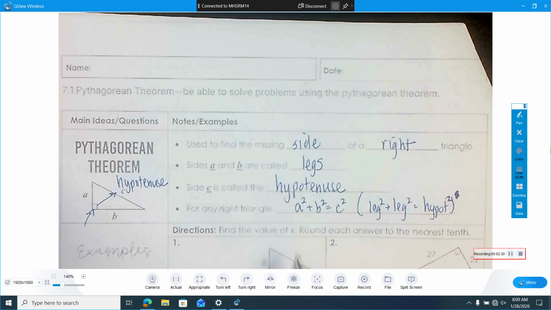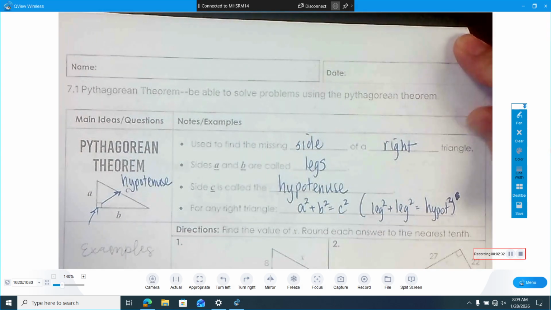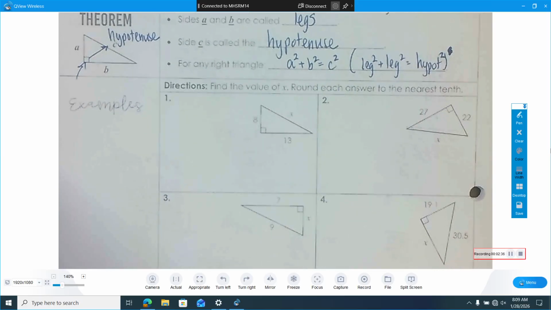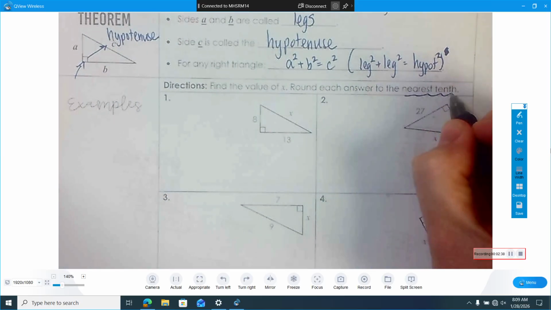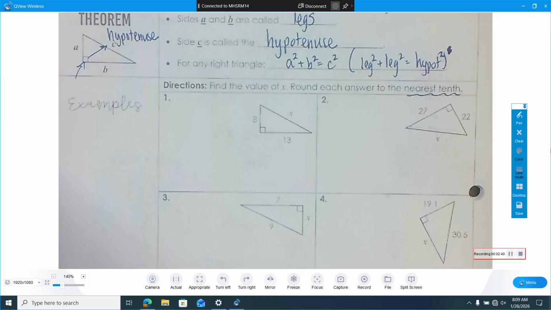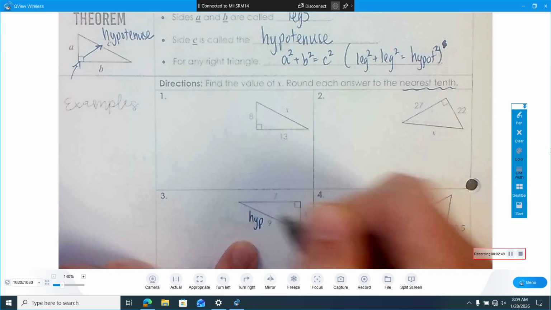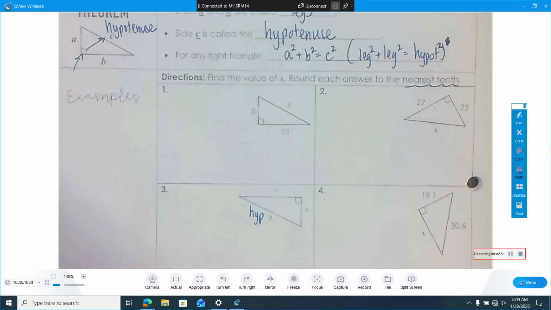So we want to find the value of x and round each answer to the nearest tenth. I'm going to go ahead and we're just going to start with number 3. So we want to round to the nearest tenth, very important. So we have calculators handy. So where's our hypotenuse? 9 is the hypotenuse. Right here is 9. So what can we do to set this up?